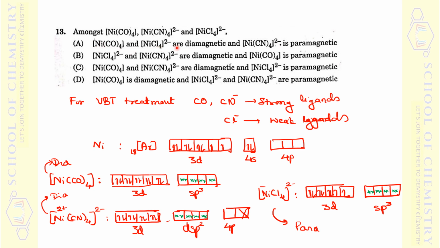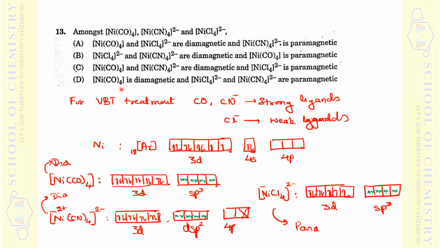Here what they say is that both are diamagnetic, so this cannot be the answer. NiCl4 2- and Ni(CN)4 2- are diamagnetic, they say here, but we know that NiCl4 2- has come out to be paramagnetic. Ni(CO)4 and Ni(CN)4 2- are diamagnetic, yes, it is correct. NiCl4 2- is paramagnetic, yes, correct.